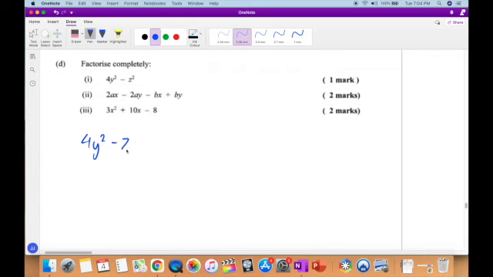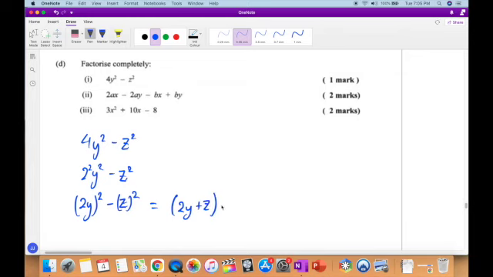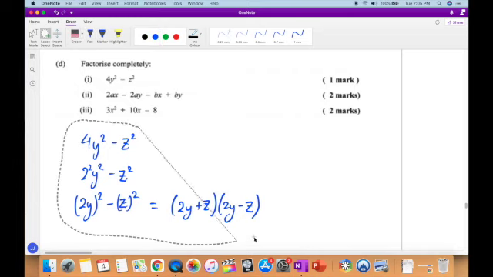So let's just do the difference of two squares first: 4y squared minus z squared. Well, 4 is really 2 squared. So that's 2 squared y squared minus z squared, so I could say that is 2y squared minus z squared. Now I have the two values here, 2y and z. So as a difference of two squares, that'll be 2y plus z into 2y minus z. Once it's a difference of two squares, you can just use this formula over here. I hope you guys have that written down.